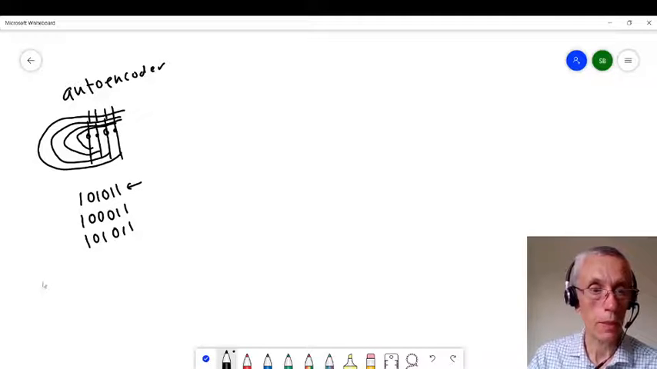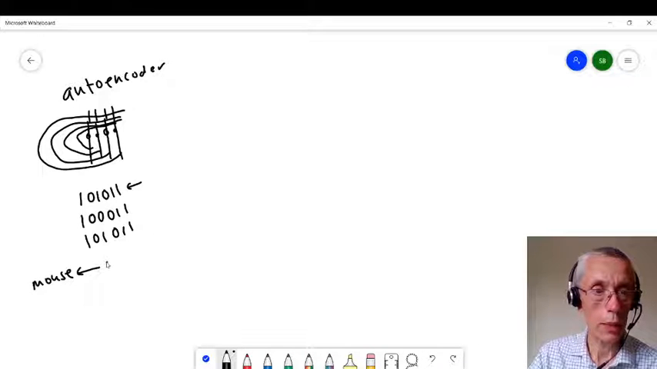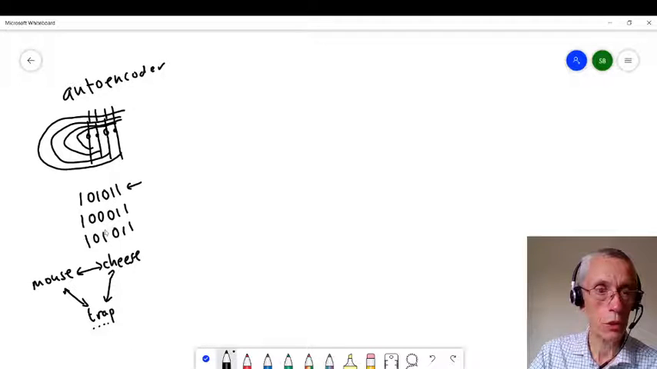So for example, we said we want to associate mouse with cheese and with trap. So if I say to you cheese and mouse, you will automatically think of trap. So here I'm just saying cheese and mouse, and here coming up with trap as well.